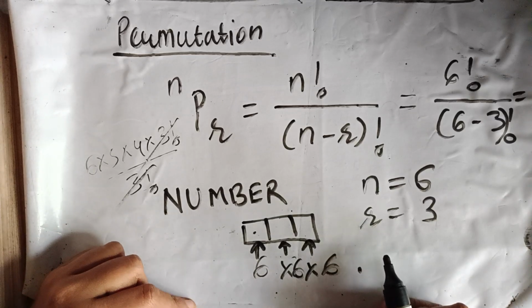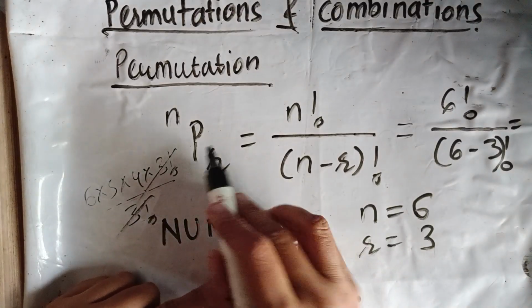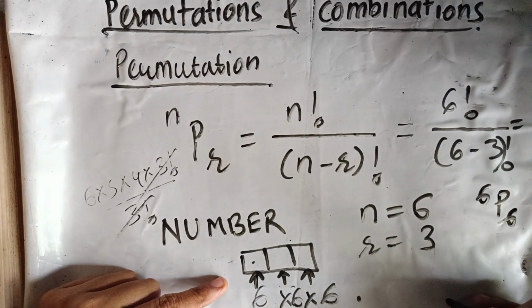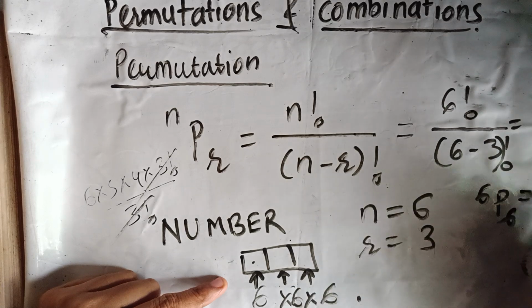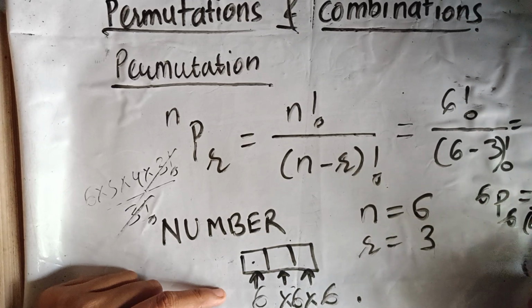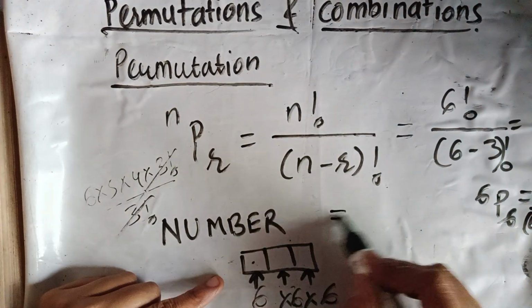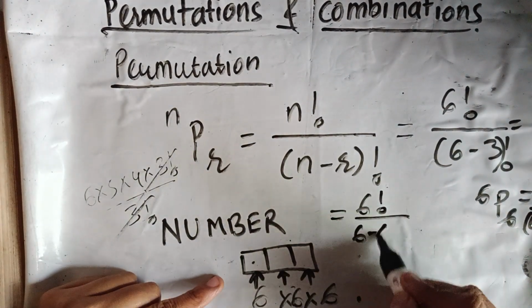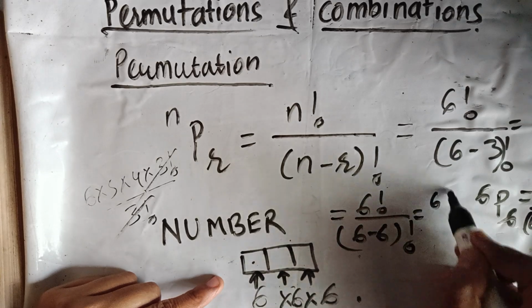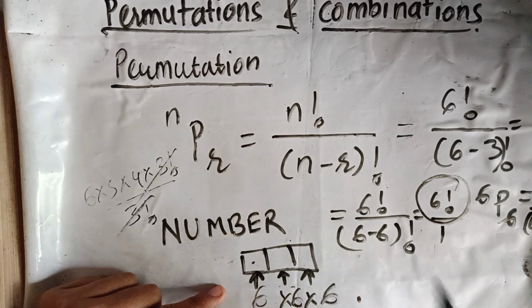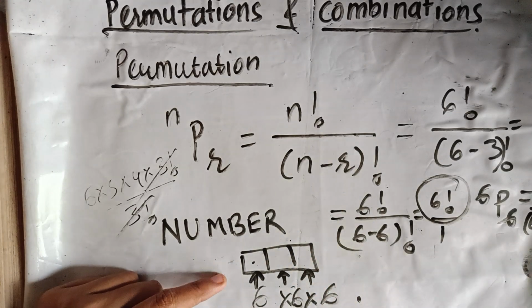And if we take all six letters, that will be 6P6, that is 6 factorial upon 6 minus 6 factorial, which is 0 factorial. 0 factorial is 1. So 6 factorial upon 1, so 6 factorial: 6 into 5 into 4 into 3 into 2 into 1.